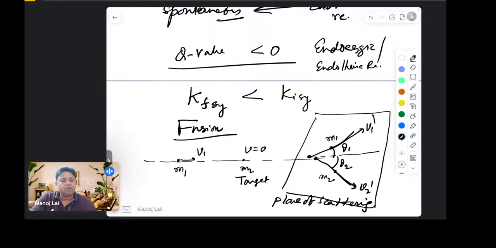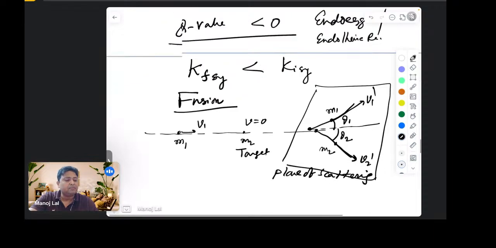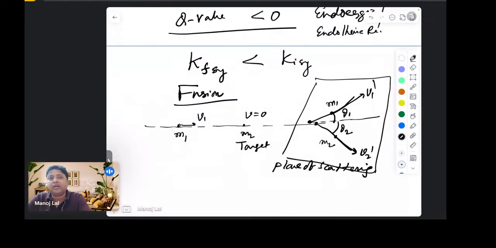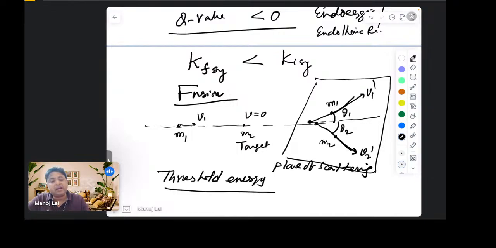But here what I would like to tell you is that if Q is negative, then you have to supply some energy to make this fusion reaction possible, and that is known as threshold energy. Threshold energy is the minimum kinetic energy of the bombarding particle.